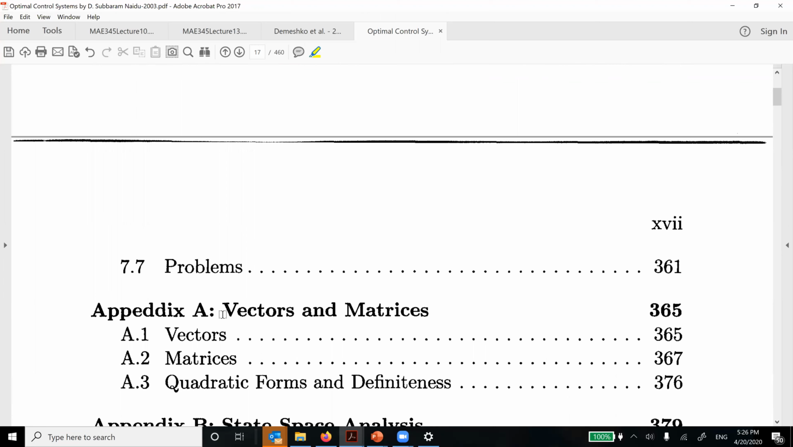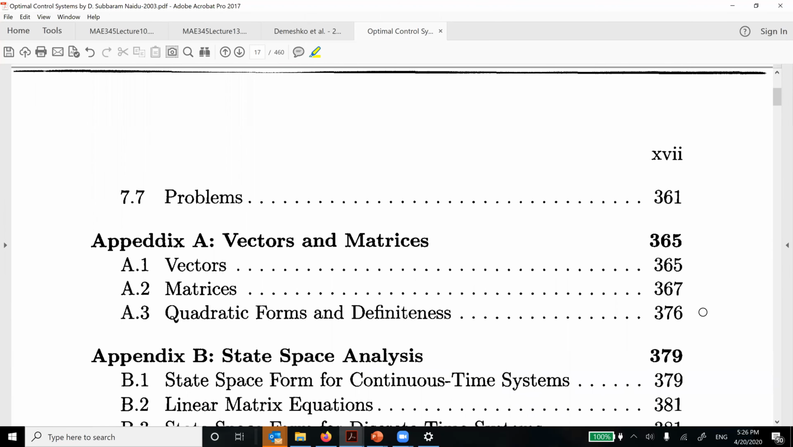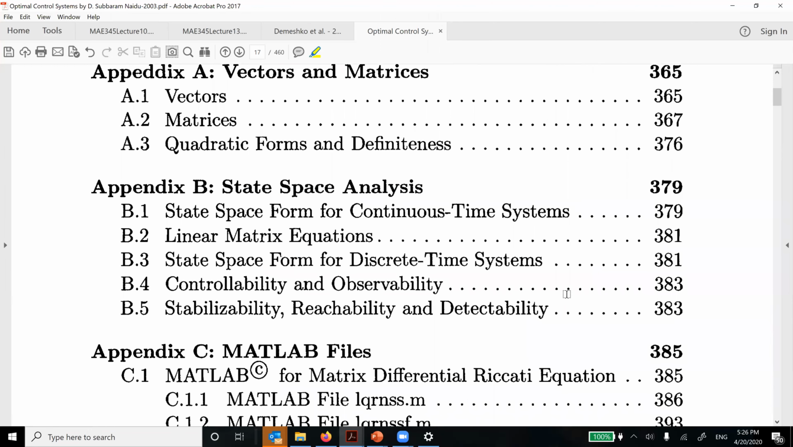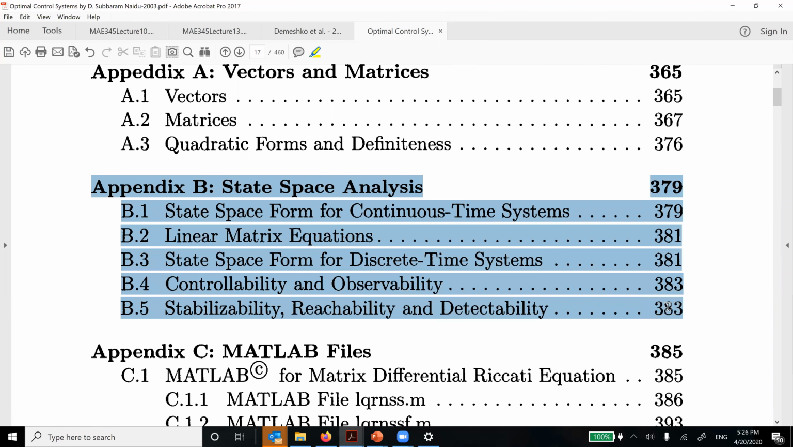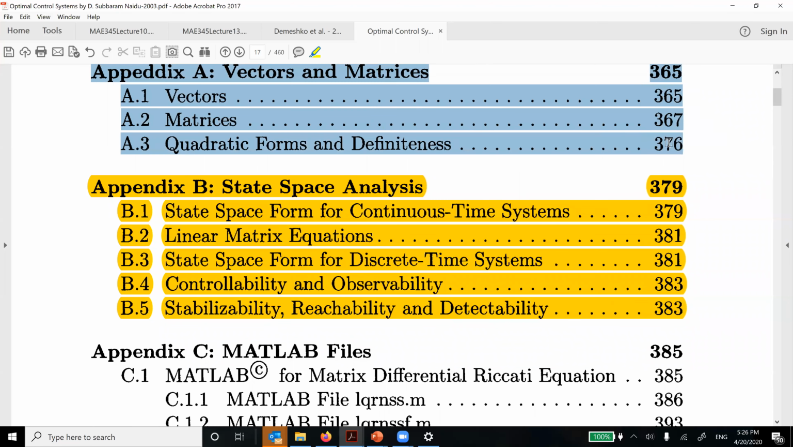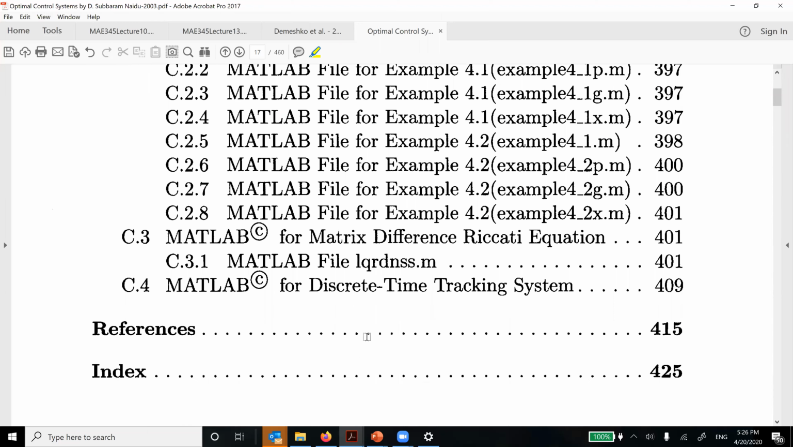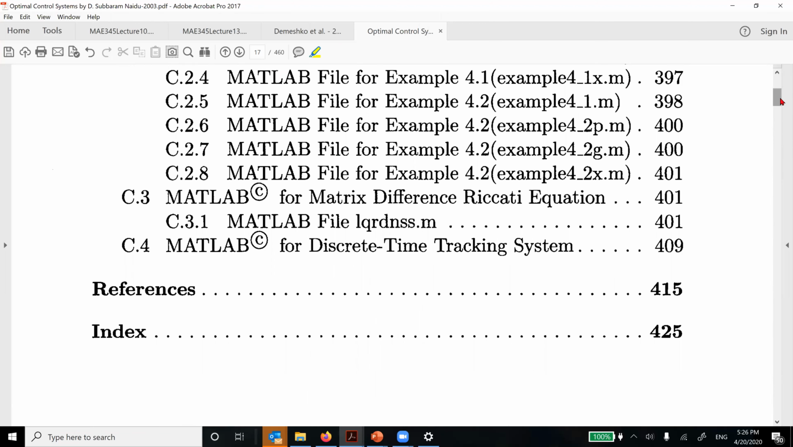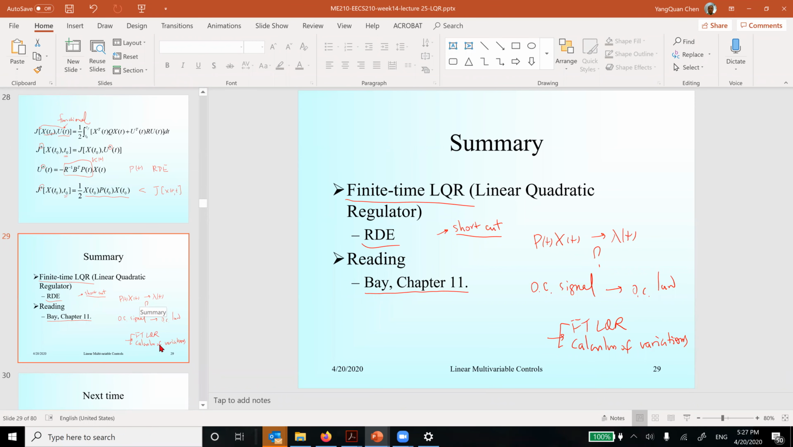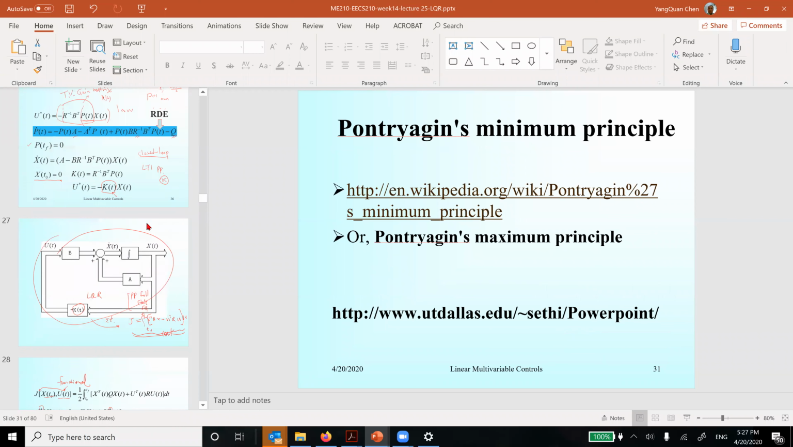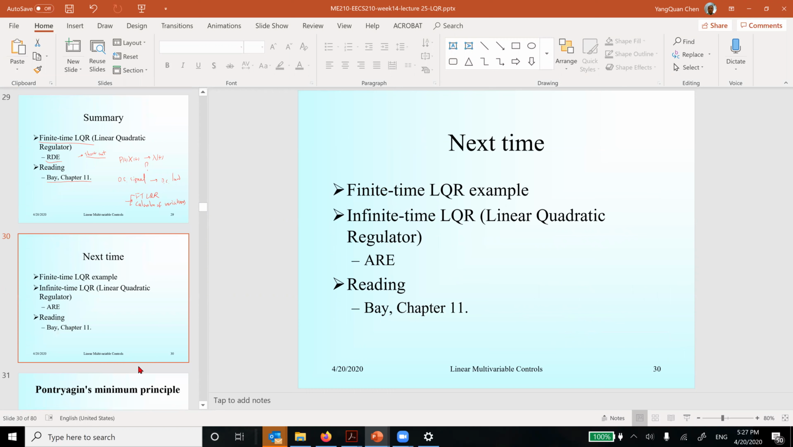So the whole thing is a book of nearly 400 pages for everything, and we only spend 2 lectures on that. Think about it. But we have already learned everything here, the state space analysis, and we have the mathematical foundations. And for the MATLAB files, we have lots of examples in MATLAB to solve the LQR problem. In fact, in MATLAB there's an lqr command for that. So this is our summary, and next time we're going to do infinite time LQR.